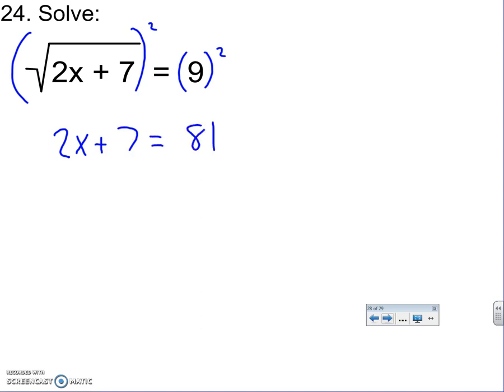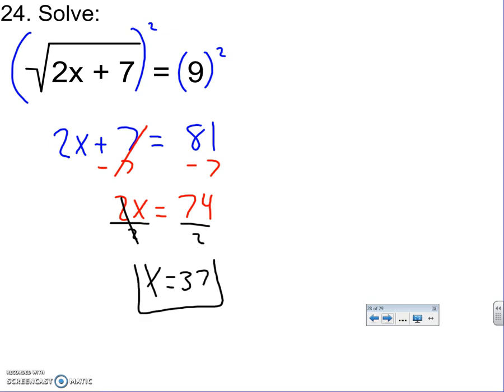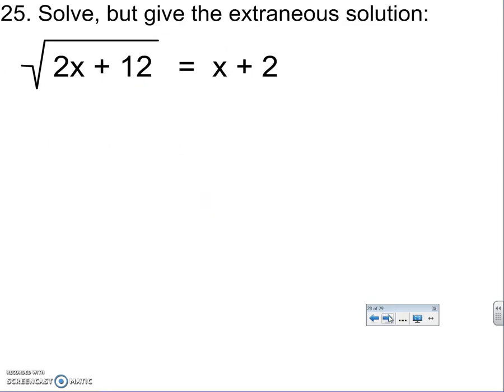Regular algebra, so I'm going to subtract 7. 2x equals 76. Nope, 74. Alright, then divide by 2, x equals 37. You can plug in and check, but that will make it true. Because 2 times 37 is 74 plus 7 is 81. Square root of 81 is 9. 9 equals 9. That's true. Alright, 25. Last question.